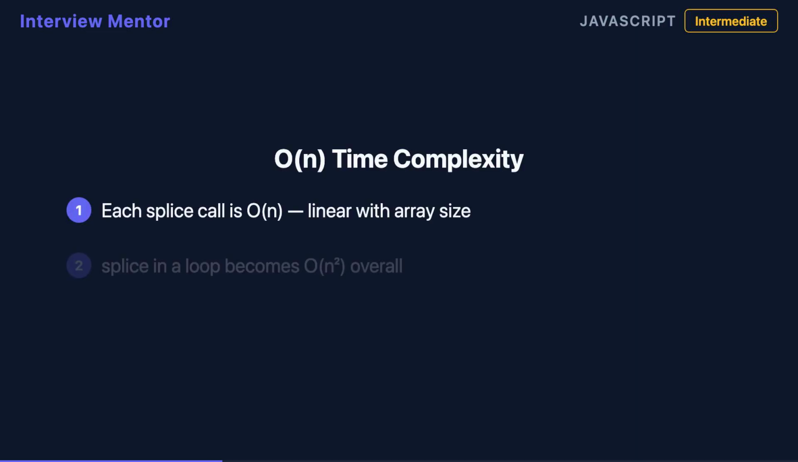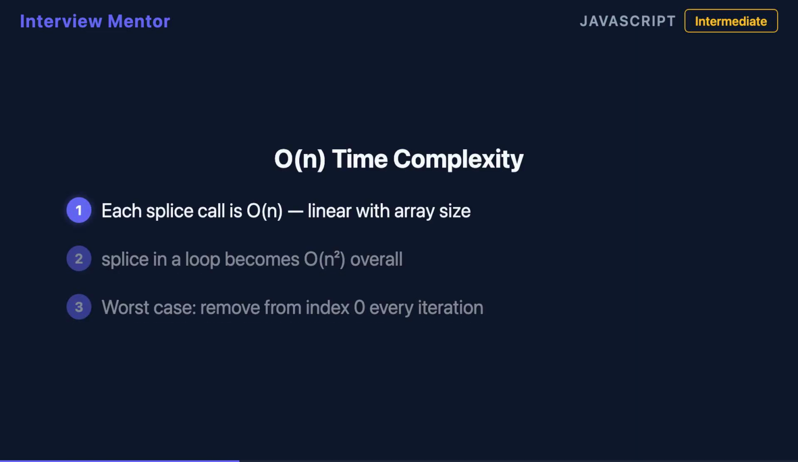This gives each splice call an O of n time complexity. It scales linearly with the array size. Call splice in a loop, and you've accidentally written an O of n squared algorithm. A classic performance trap that hits hard at scale.